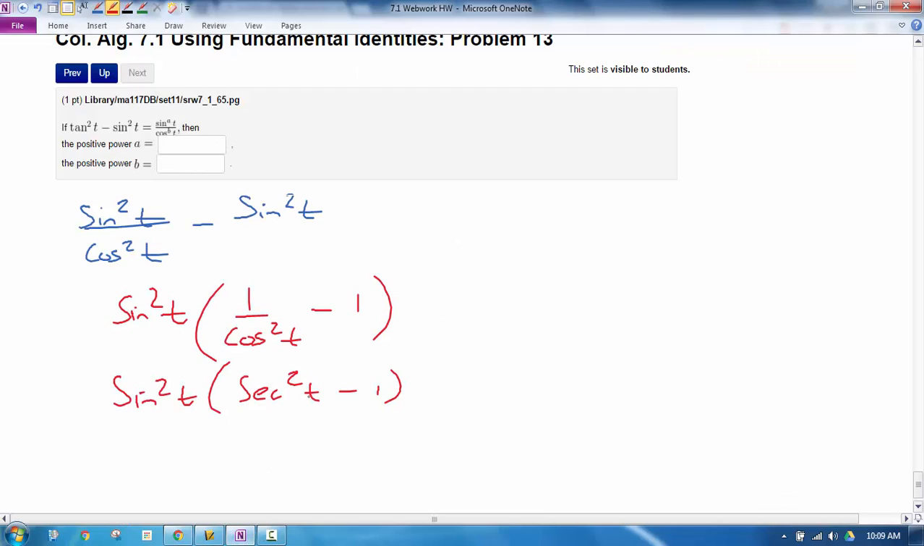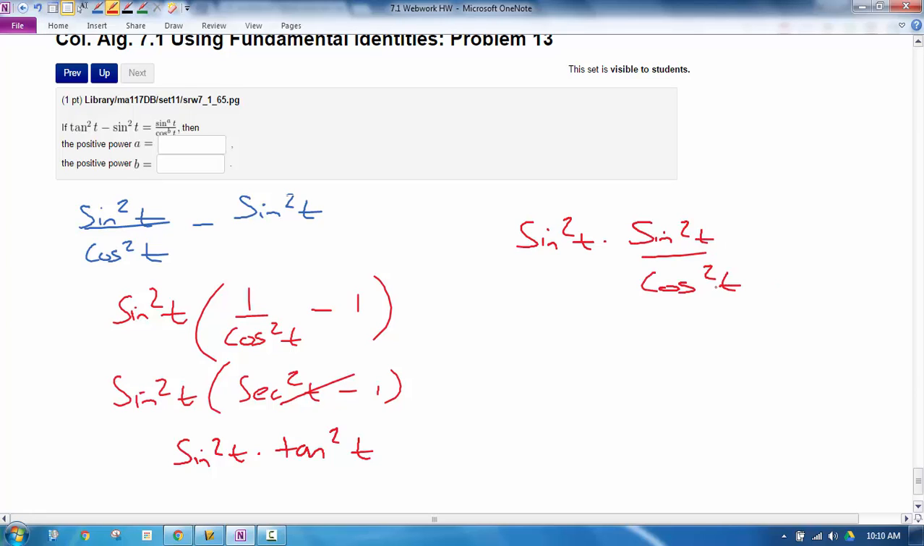So what I'm going to do is write this as tangent squared of t times sine squared of t. Now I'm going to rewrite tangent as sine over cosine. If I do that, I have sine squared of t times sine squared of t over cosine squared of t. I rewrote tangent like this. Now I can make that sine to the fourth of t over cosine squared of t in the way that they wanted me to write it, where a now is 4 and b now is 2.